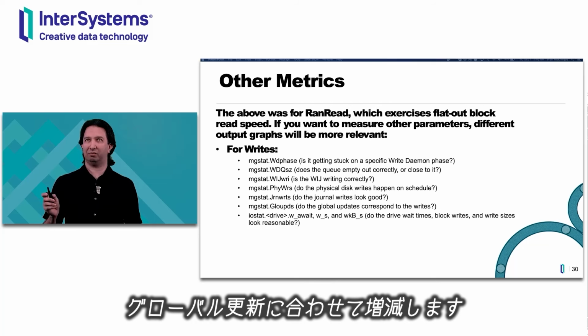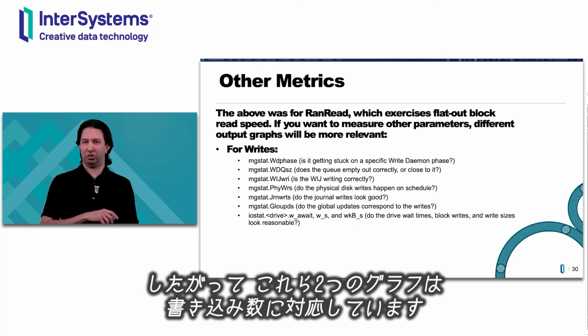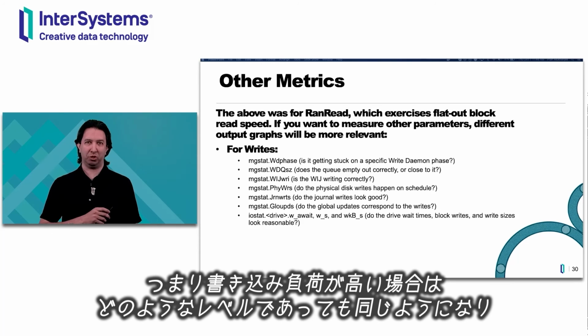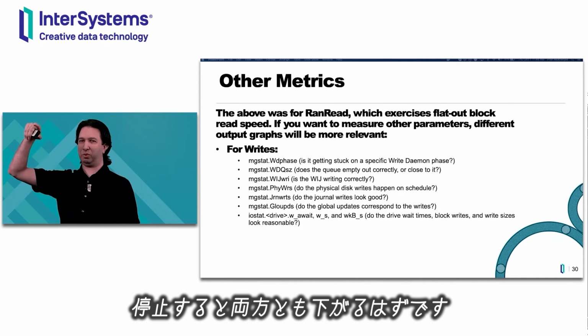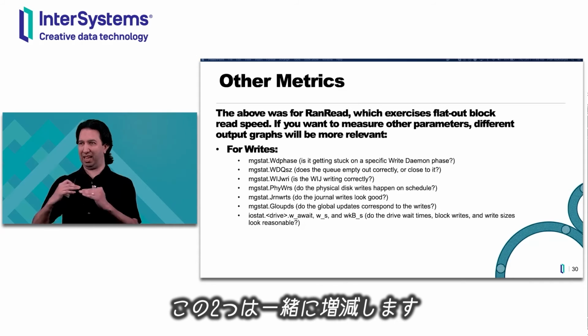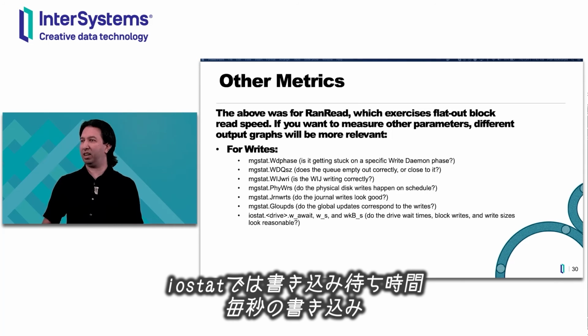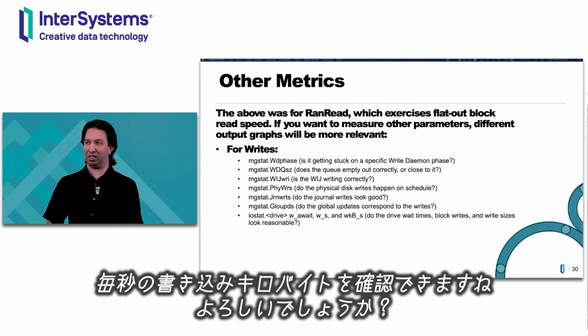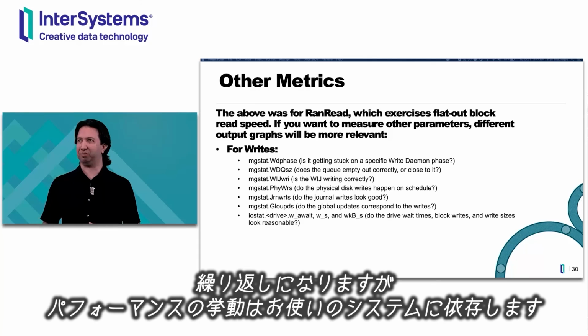Journal writes, they scale with your global updates. So those two graphs correspond to however many writes you have. If you're doing a heavy write load, you should see it at whatever level, and then if you stop it, they should both drop down. But the two should scale together. For iostat, you can look at write await, writes per second, and write kilobytes per second. Do they make sense? And again, it really depends on your system.